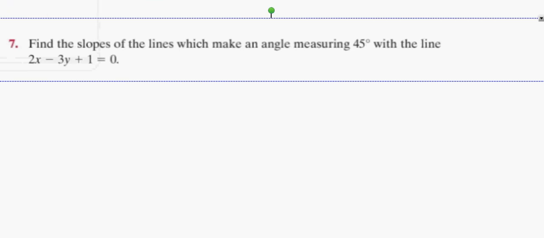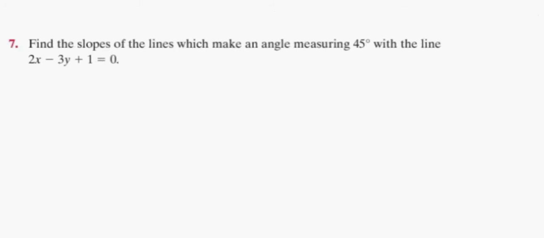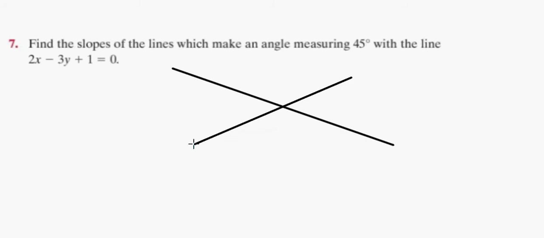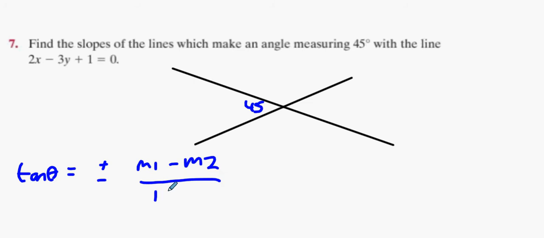Find the slopes of the lines which make an angle of 45 degrees with this line here. Just the slopes. So what we have is two lines and they make an angle of 45 degrees with each other. So we take our formula, tan theta equals plus or minus m1 minus m2 over 1 plus m1 m2.